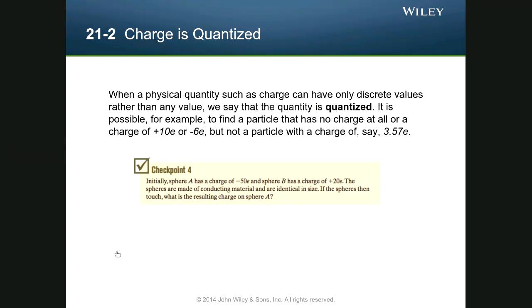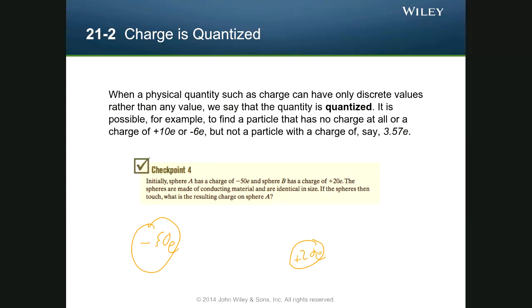So let's take a look here at the circles, okay? So we have two spheres, right? This one is minus 50 E. And this one is plus 20 E, right?